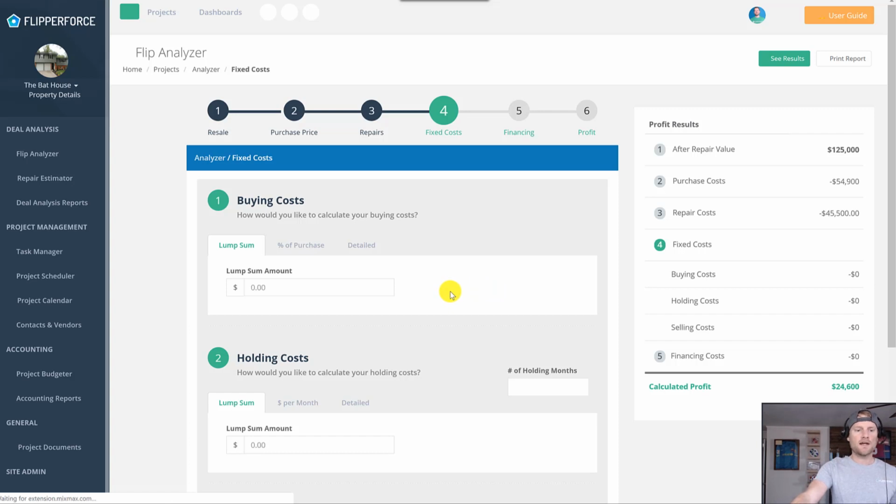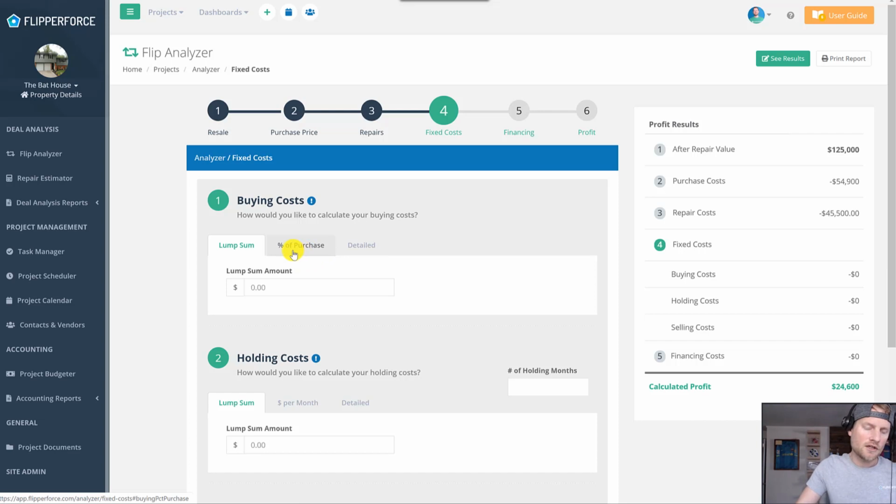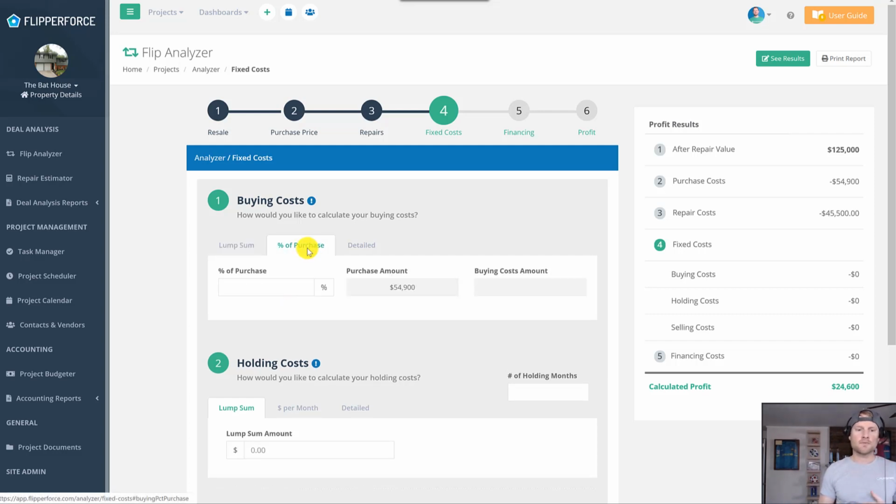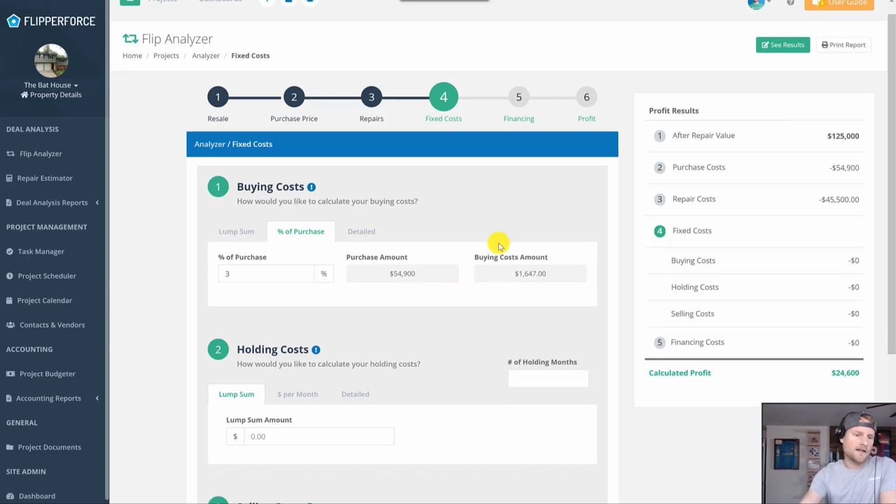So the fixed costs are your buying, holding, and selling costs. For your buying costs, we've got multiple options here, so you can just plug that in as a lump sum amount. If you just want to throw in $2,000 there, you could do that. Otherwise, we've got a percent of purchase option, and generally speaking, the buying cost will be around 1 to 3% of your purchase amount. You can see our purchase amount right now is only $54,000. If we plugged in 2%, 2% times 54,000 is only $1,000. I'm going to make it 3%. So 3% times 54,000, we've got $1,600 in buying costs.